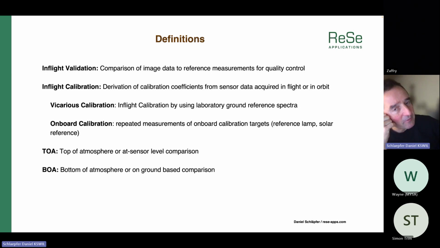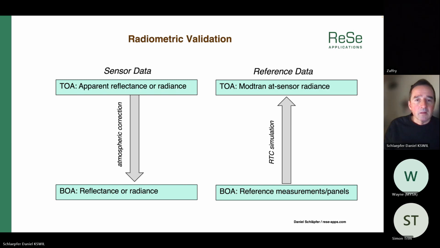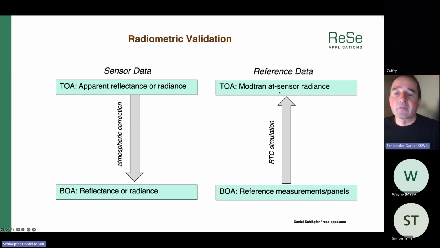Then two other things to consider is that you can do the calibration top of atmosphere or at sensor level. So we call this the TOA, top of atmosphere comparison. And we can do it bottom of atmosphere, so based on the ground measurements. And I'll try to explain this right now. So top of atmosphere is at the sensor. So what you compare is the sensor data to some reference measurements propagated to at sensor. So the top of atmosphere comparison.